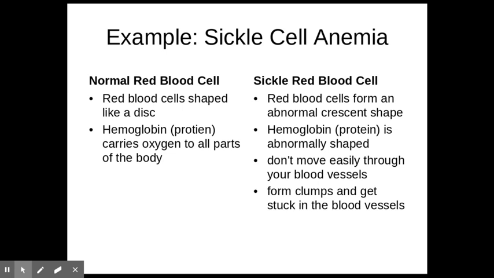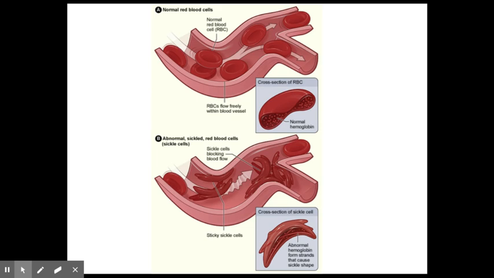An example would be sickle cell anemia. Your normal blood cells are shaped like a disc. They have hemoglobin, which carries oxygen to all parts of the body, and that's your protein. A sickle cell is shaped like a crescent, and so the hemoglobin is abnormally shaped. They don't move easily through your blood vessels, so they usually get clumped together and start forming clots, which can cause the blood not to flow properly. If you look at the top, that's a normal red blood cell, and the bottom is a sickle cell, which is anemia.